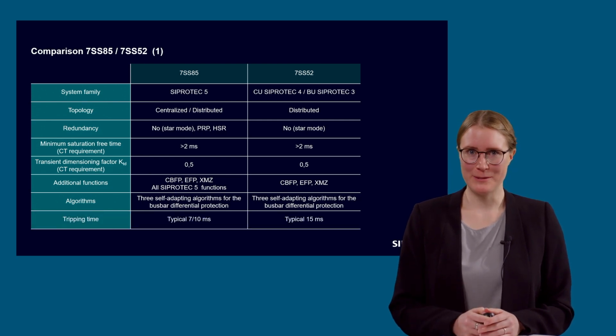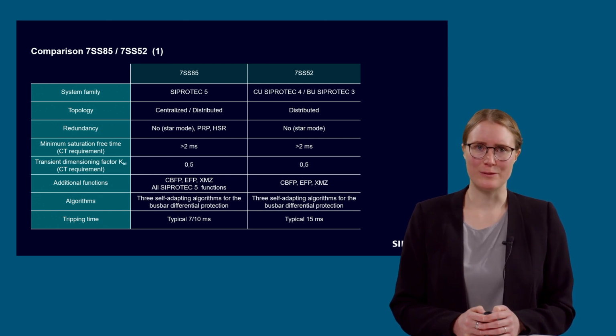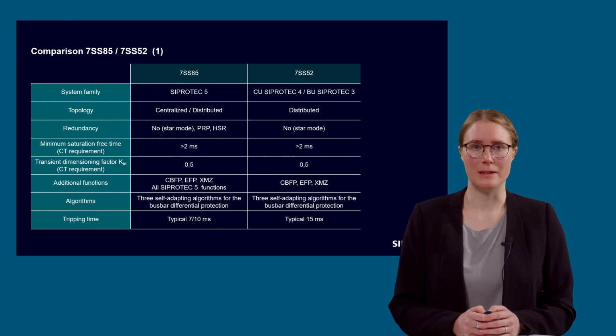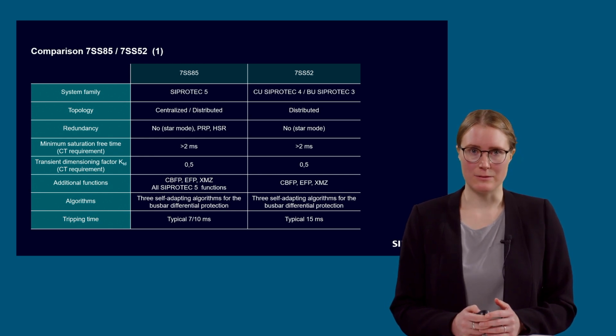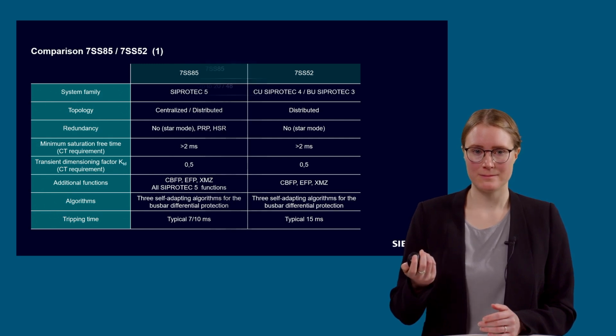The tripping times of Sipotec 5 are a little bit lower than with Sipotec 4. In the 7SS52, the minimum tripping time for high current internal faults is 15 milliseconds. For lower currents with DC offset, higher tripping times are possible. With the 7SS85, tripping times of 7 milliseconds with the centralized system and 10 milliseconds for the distributed systems are possible.